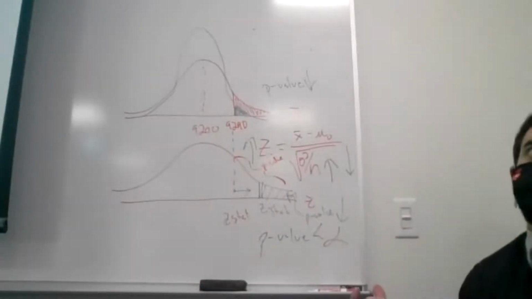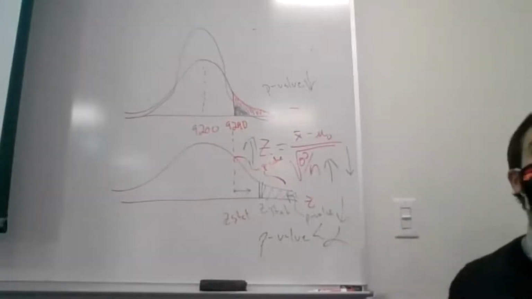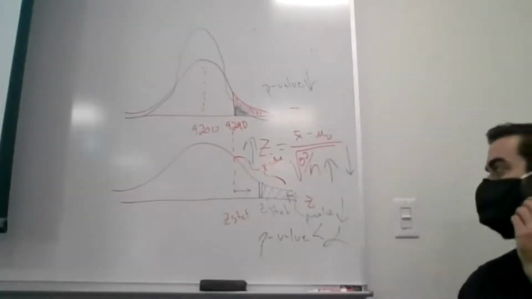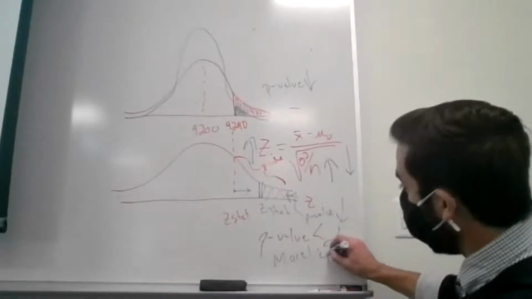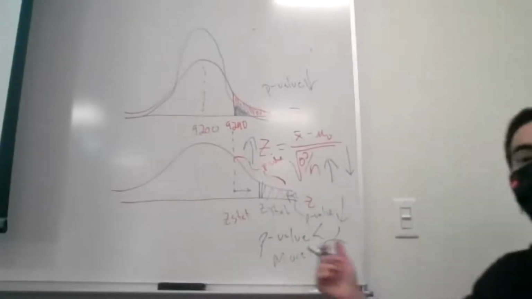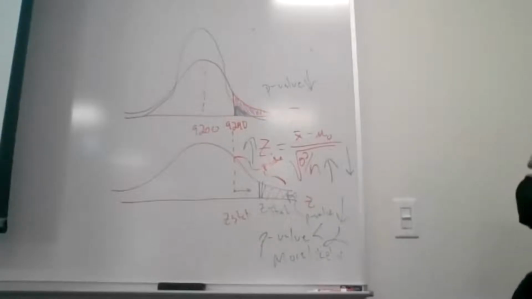So if I have a smaller p-value, it's just more likely it's going to be below the threshold alpha we set. I know you can't quite see this, but I'll say it: more likely to reject there. Does that make some sense?